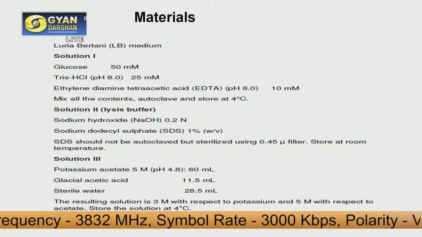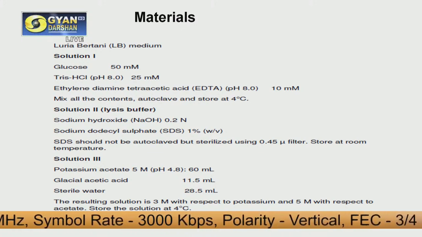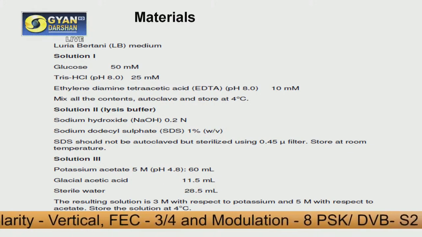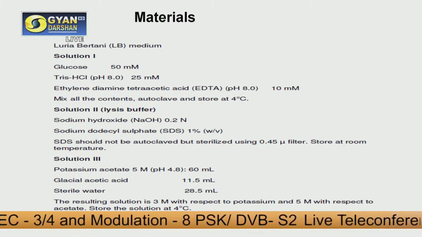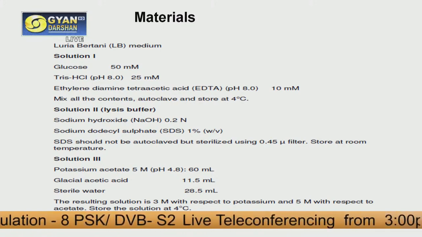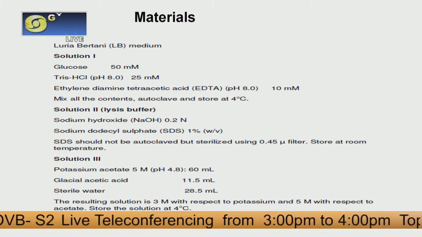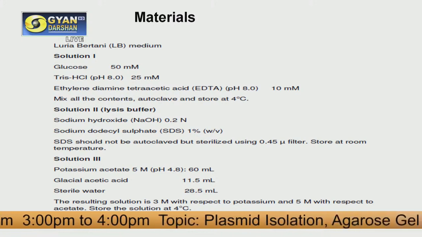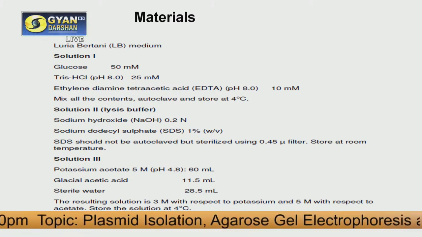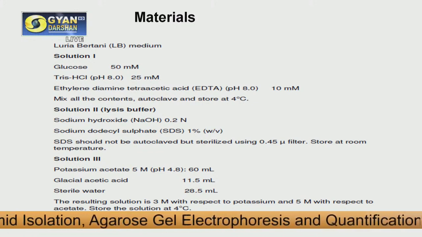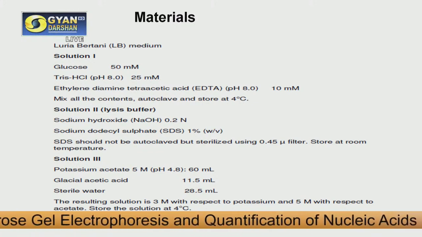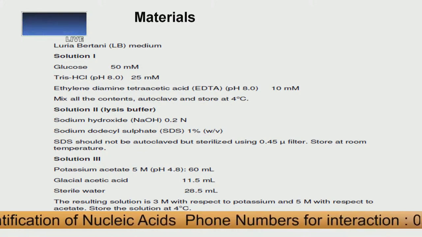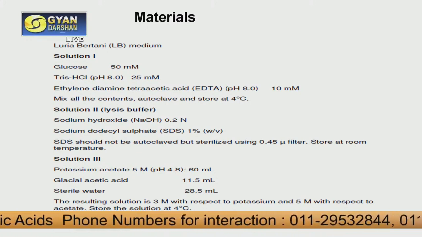Solution 2 is perhaps the main buffer, because it is the lysis buffer. It contains sodium hydroxide, 0.2 normal, and sodium dodecyl sulfate, SDS, 1%. And this solution 2 should be freshly prepared. Solution 1 you can prepare before, with an autoclave, but solution 2 should be freshly prepared. When you are doing the experiment, you have to prepare it from the stock solutions, and all the stock solutions should be autoclaved prior to the experiment.